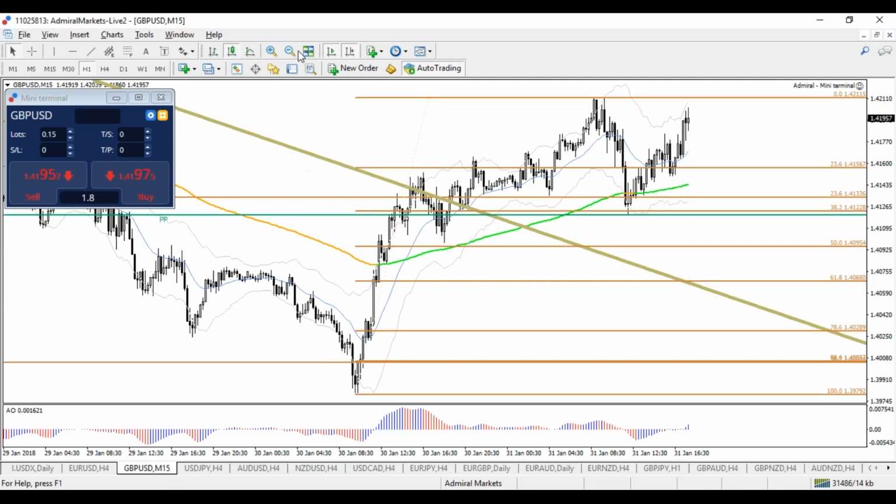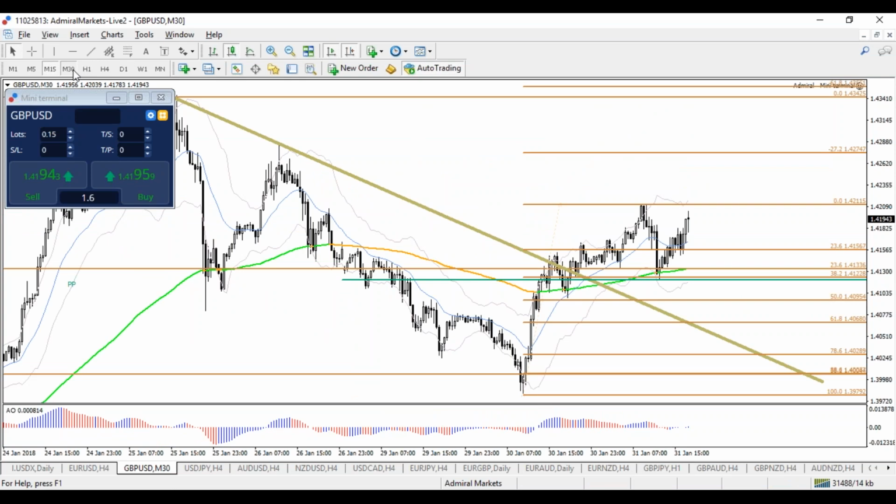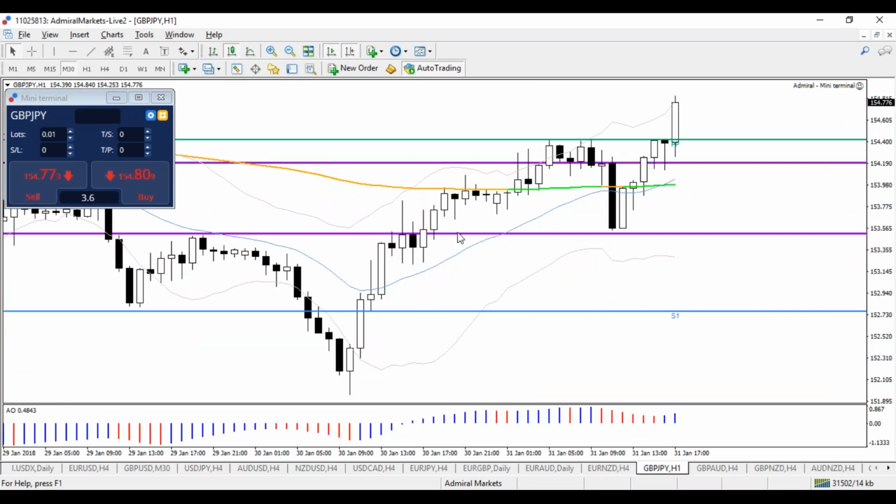Pound dollar. Okay, got it. Yeah, Flavius has entered those trades already. So yes, 4 minutes from now we'd probably be moving it to break even. That would be my decision.